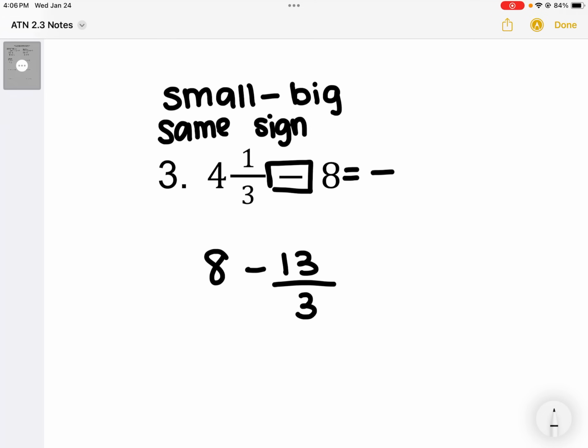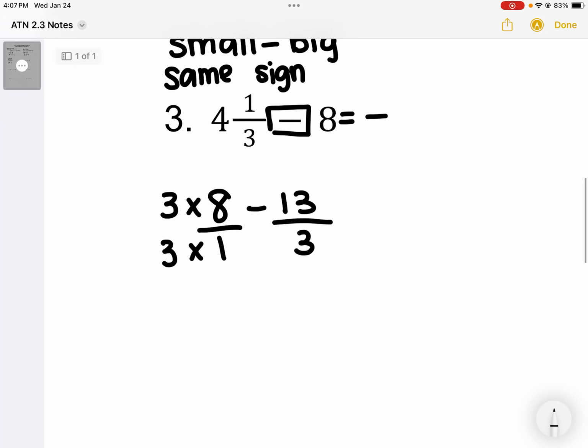Now, I notice that 8 does not have a denominator, but all whole numbers are actually improper fractions. All whole numbers are over 1. Now, because I'm subtracting fractions, I need to have a common denominator. I know that a common multiple of 1 and 3 is 3. I can multiply 8 over 1 by 3, and I can make it turn into 24 over 3 and fill in the rest.